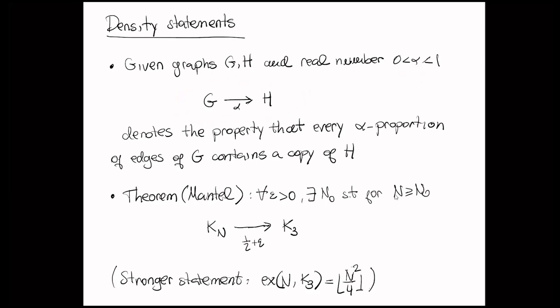So here you have a density result. Instead of coloring, I take a specific density, and whenever I take this specific density, I will find a copy of H. And maybe the classical result in extremal graph theory is Mantel's result, which basically says that if I take 1/2 plus epsilon, and you can take any epsilon, for a large complete graph, no matter how I take 1/2 plus epsilon of the edges, I'm going to find a triangle.